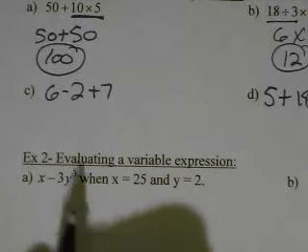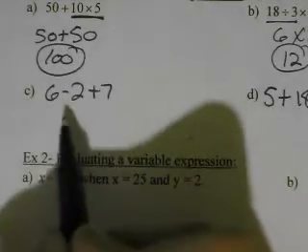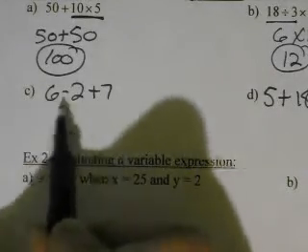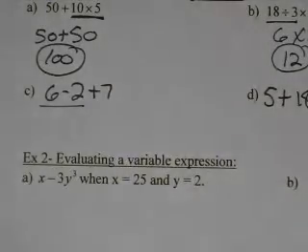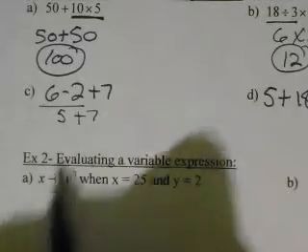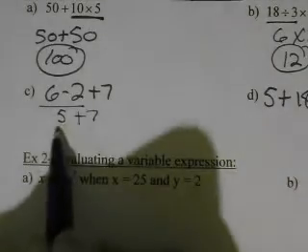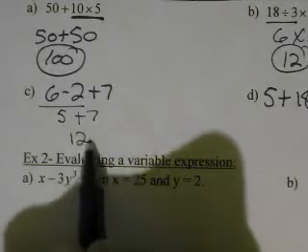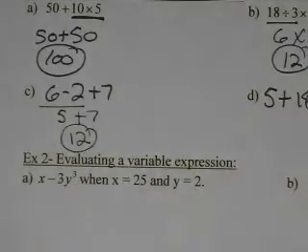Okay, hopefully you had a chance to try these two out. First one, since we only have addition and subtraction, we work from left to right. So this is what we're going to do first. 6 minus 2 is 5 plus 7. Since this is the only thing left to do, 5 plus 7 is 12. And we're done.